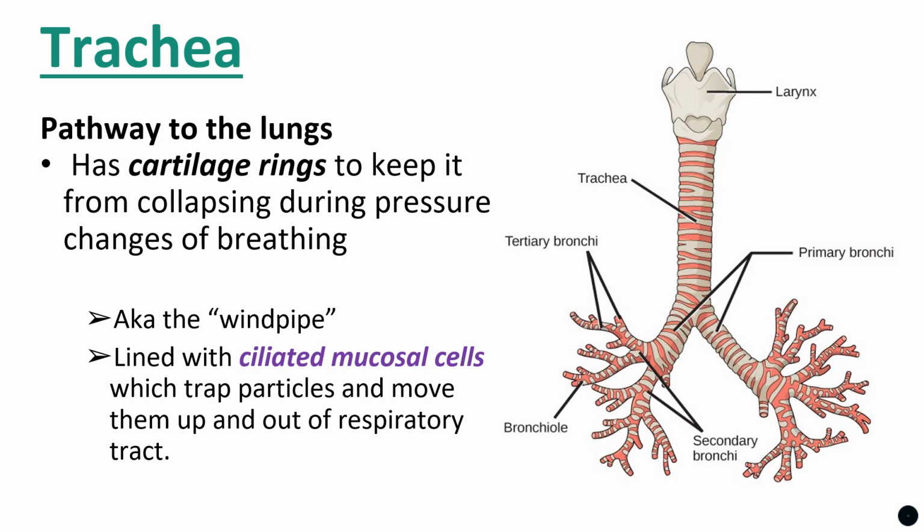And this area is going to be lined with ciliated mucosal cells. These are going to trap particles and move them up and out of the respiratory tract. So if the mucus in our nasal passages does not catch all of the particles, and a few of them do make it down into the trachea, these ciliated mucosal cells help bring those particles back out and get them out of the way.